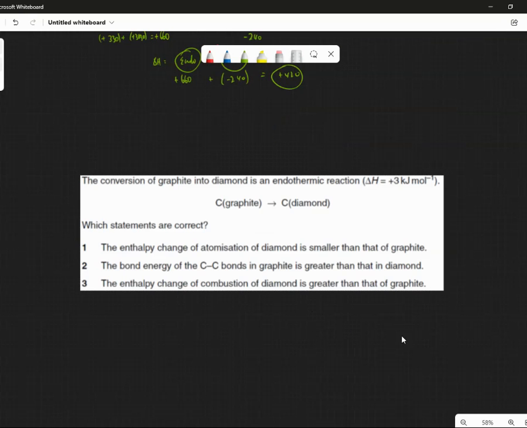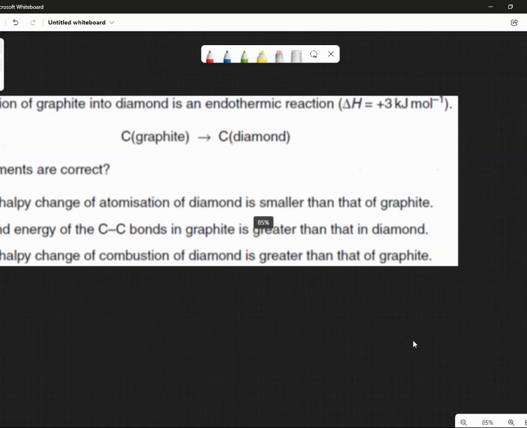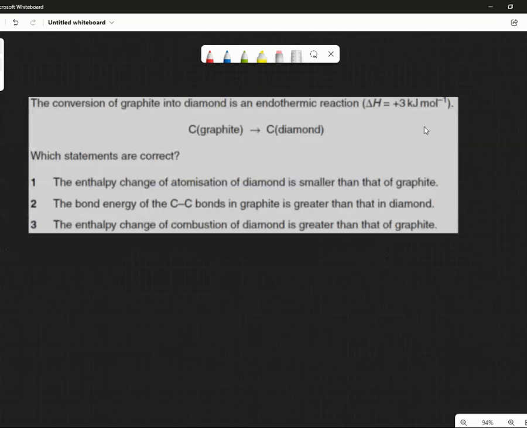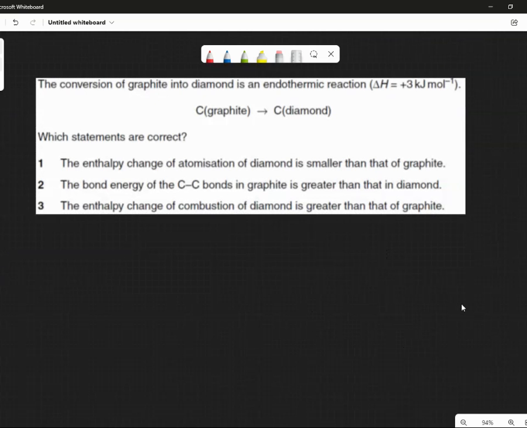This is the one I was talking about, believe it or not. Let me make it a bit bigger. All right. I forgot about this, but students find this a really hard question. It's not. The conversion of graphite into diamond is endothermic. Which statements are correct?